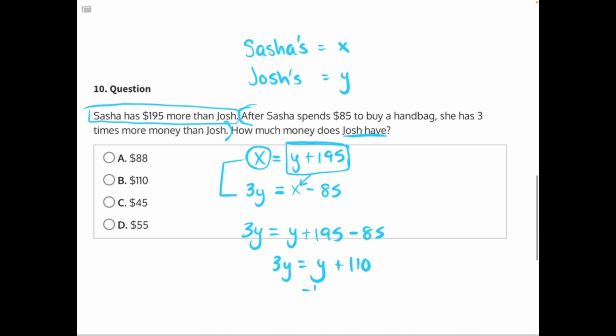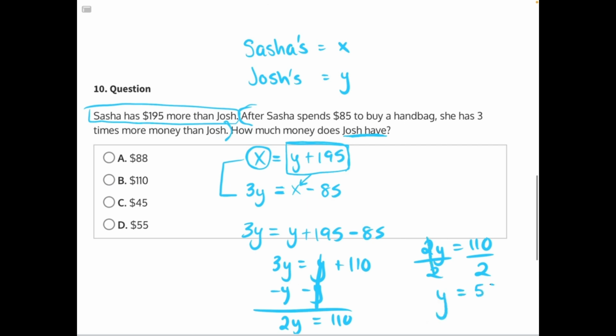Then we can subtract y from both sides. This will cancel, giving us 2y equals 110. We would need to divide both sides. Let me bring it over here since I ran out of room. We would then need to divide both sides, opposite operations, by 2 to get 55 as our final result, making D our correct answer.